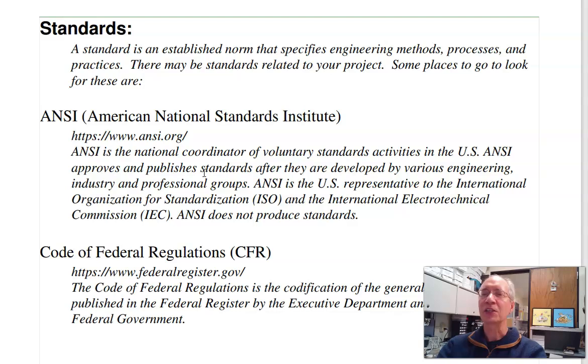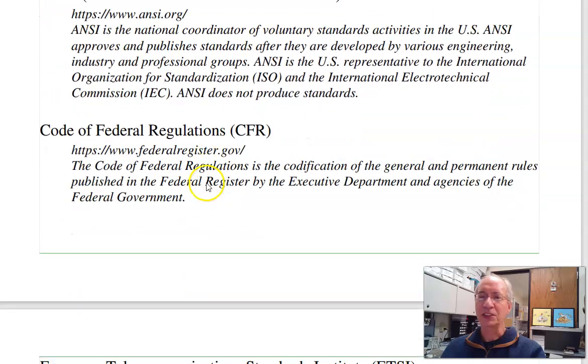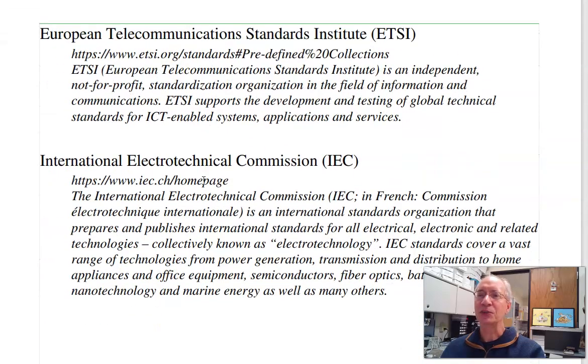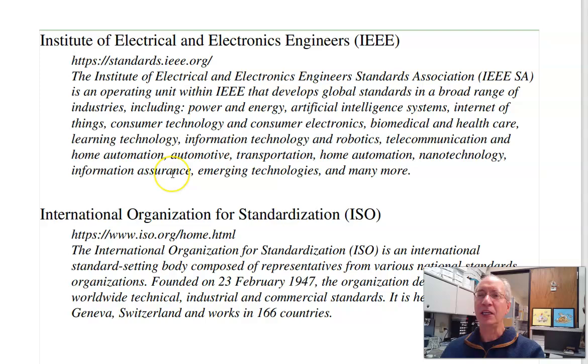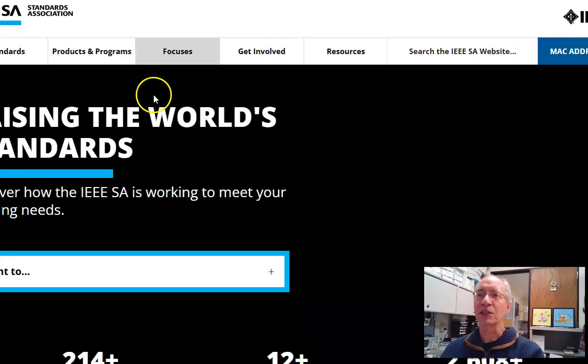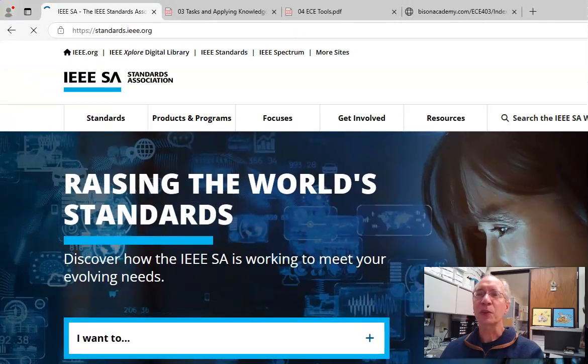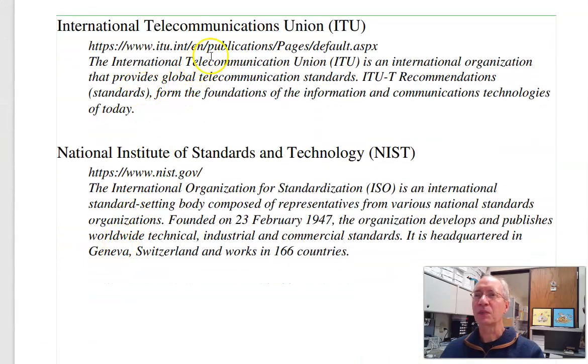Some places to go look for those standards are the American National Standards Institute, Code of Federal Regulations, European Telecommunication Standards, International Communication Standards, and here's the link, IEEE, ISO, various places. Kind of what I want you to do in homework set number 2 is kind of cruise through these different standards. You can click on this one. Here's the web page. And search. See if you can find something related to your project. And a couple more. International Telecommunications Union, NIST.